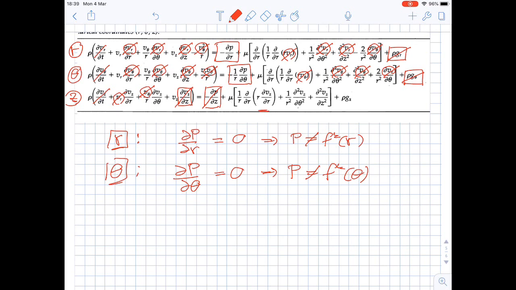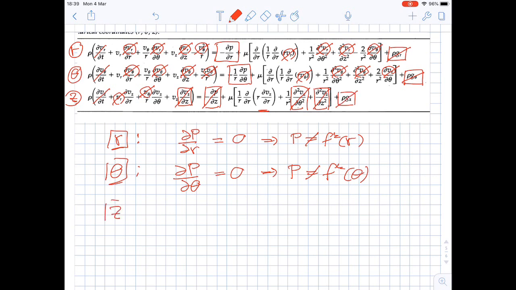Next term, this term cannot be dropped because velocity Vz is a function of r. But Vz is not a function of theta. This term can be dropped. Vz is not a function of z, so the second derivative is also 0. This term can be dropped. And we neglect the gravity. This term can be dropped.